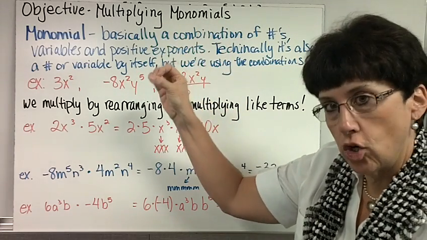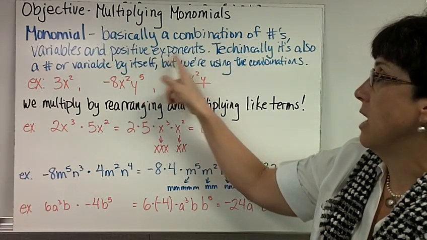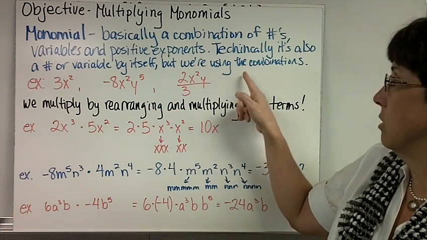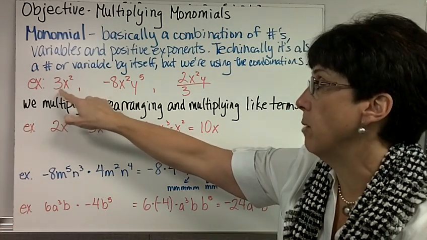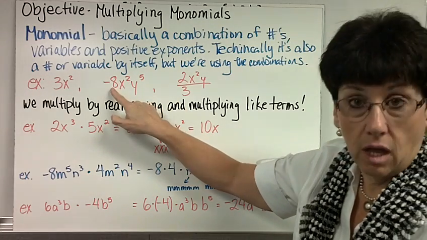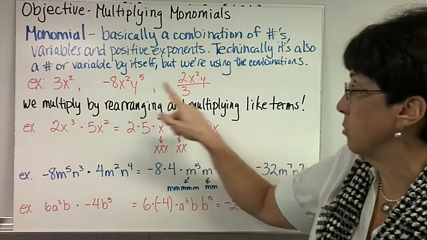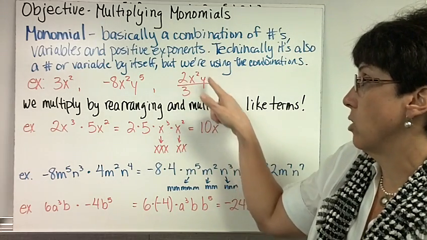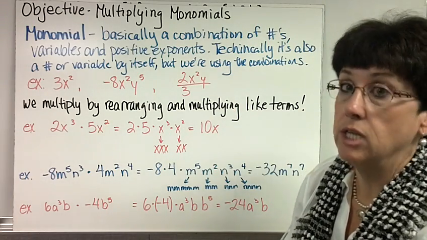So basically we have one term, but it's made up of a combination of numbers, variables, and positive exponents. Technically, you could just say a single number or a single variable is a monomial, but we're using the combinations. So, like 3x squared. Okay, so we have a number, a variable, and exponent. Negative 8x squared y to the fifth. A number, it can be negative, and a couple of variables with exponents. 2/3 x squared. You could say 2x squared y divided by 3, or 2/3 x squared y. That's a monomial also. So what we're doing today is we're multiplying them.